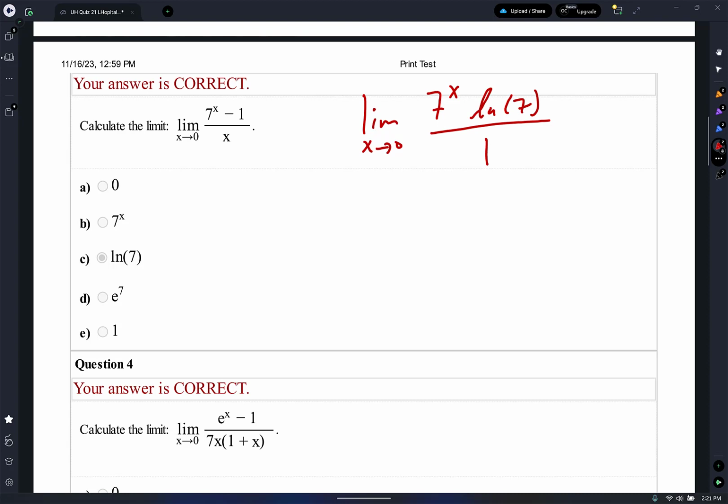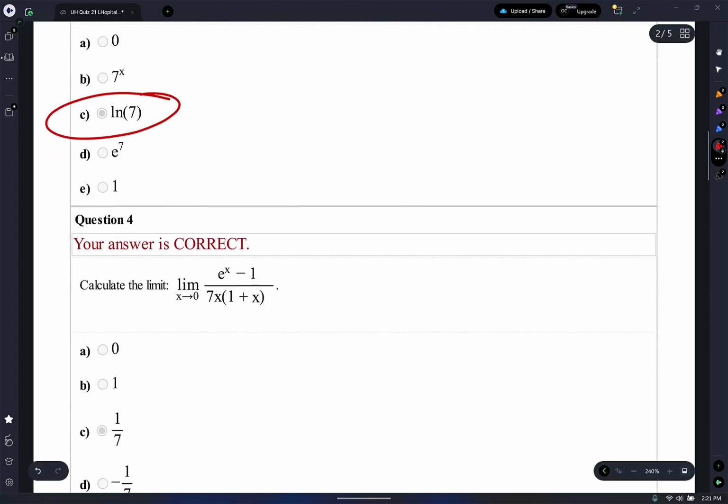So now I just do direct substitution. 7 to the power 0 times ln of 7. 7 to the power 0 is just 1. So there it is, ln of 7. Yay or nay? Perfect. All right, let's go to the next one.